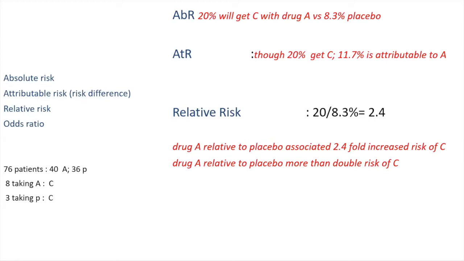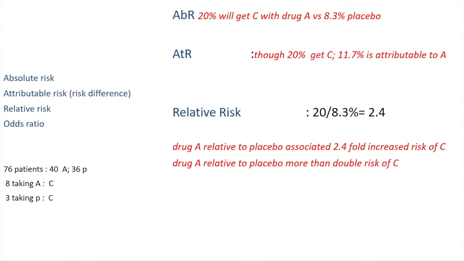Okay. What is the relative risk? Well, the relative risk is the ratio of absolute risk. So unlike attributable risk, which was a subtraction, relative risk is a ratio of the absolute risk. So it's 20 over 8.3, which gives us 2.4. So what we're saying here is that drug A relative to placebo has a 2.4 associated increased risk of complication C, or drug A relative to placebo doubles the risk of complication C. So that's how we state relative risk.